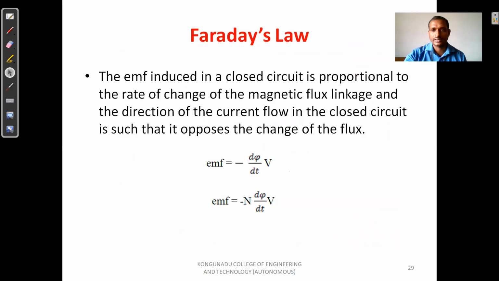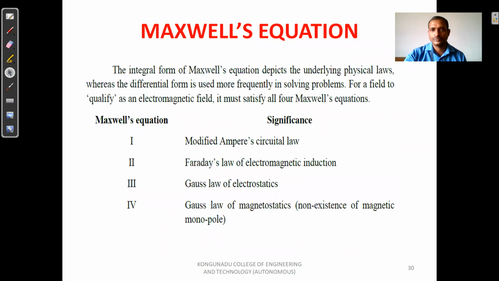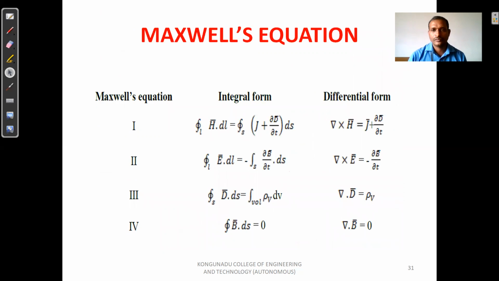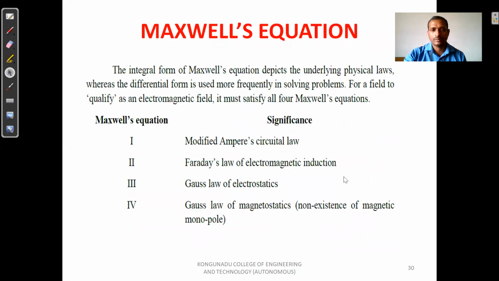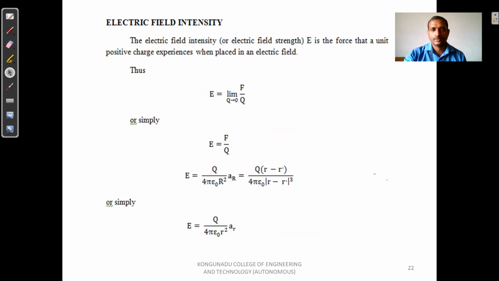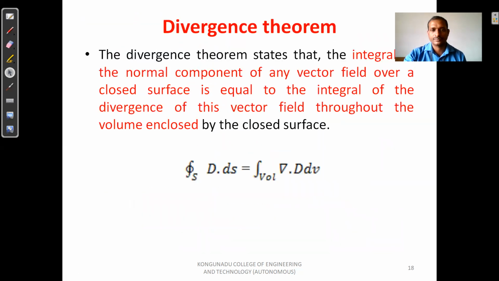We also discussed Faraday's law. The induced EMF is equal to the rate of change of flux, and the negative sign indicates the induced EMF will oppose the change of flux. We discussed the different Maxwell equations. These are the 4 different Maxwell equations. By the end of this session, you will definitely get some basic fundamental ideas of electromagnetic fields.